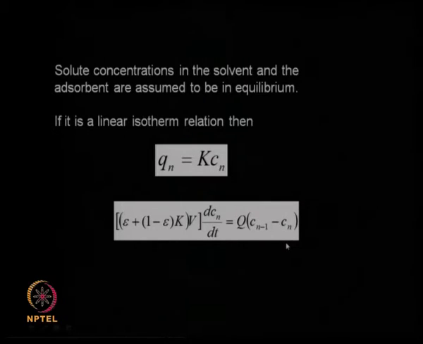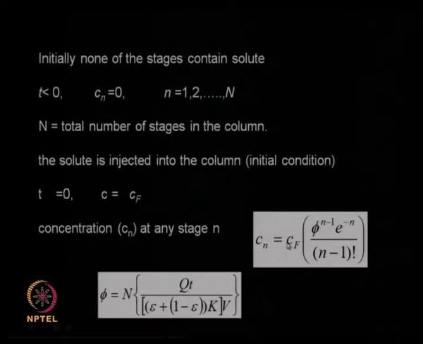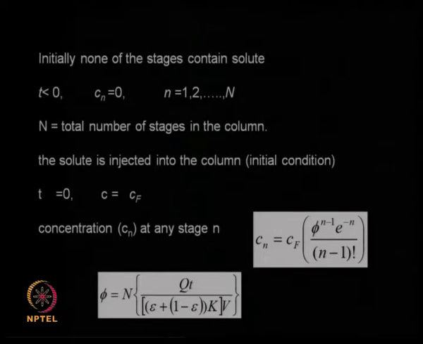So, let us not go too much into the analytical solution procedure, but you need some initial conditions as well. If you want to solve any differential equation, we need initial conditions. So, what happens initially? There is no solute, that means at time less than 0 we have no solute. So, Cn equal to 0 for all n from 1 to N, at time less than 0, where capital N is the total number of stages. Now, at time equal to 0 I am injecting the solute, in the start of my tubular reactor or tubular chromatographic column. So, these are the initial conditions.